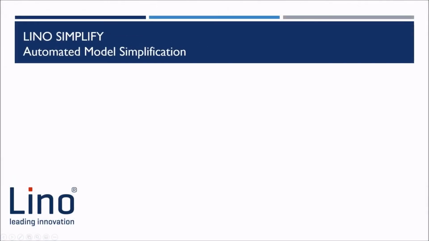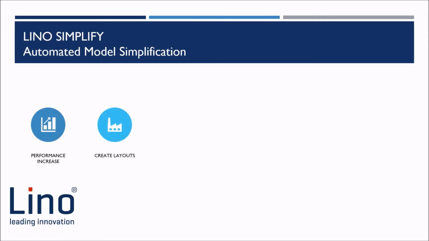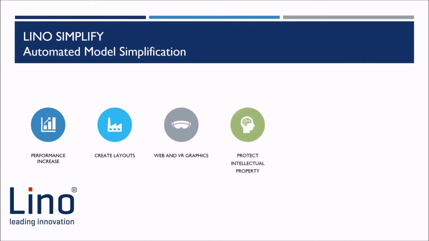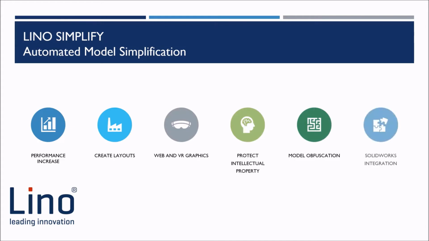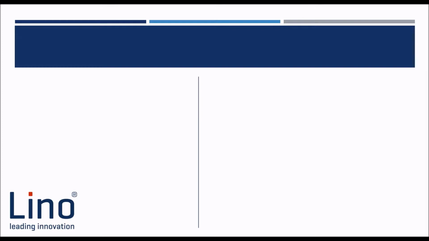Lino Simplify is a solution for automatic simplification of Solidworks 3D models. Simplified models are needed for several reasons: increased performance through data reduction, to create layouts, web and VR graphics, but also to hide design details to protect your intellectual property when you share files with others.